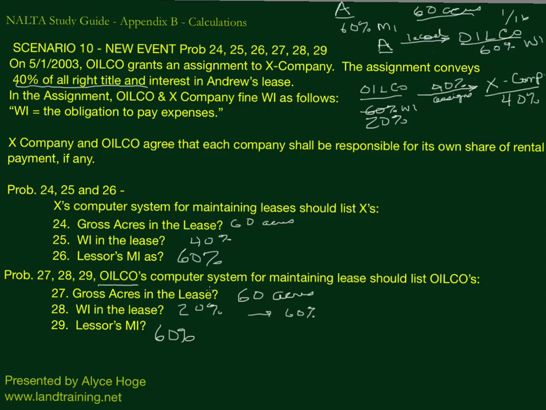So if you're looking at the problems on your example sheet, problem 24, gross acres in the lease, is going to be 60 acres. I'm sorry, gross acres in the lease is going to be A. And then 25 is going to be 40%, which they don't give us that option, so that answer is going to be E. And then problem 26, X's computer system, mineral interest is B, 60%.